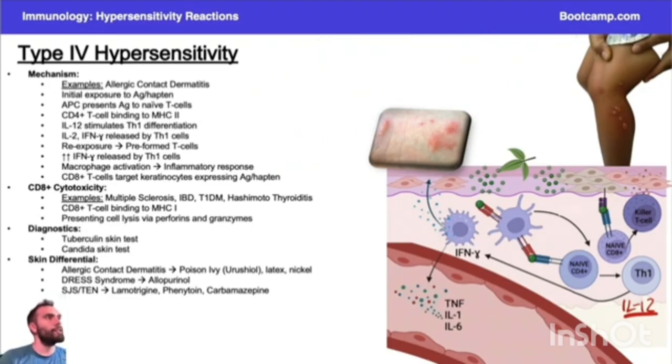Okay, just to clean things up a little bit, let's go through an example of this. So allergic contact dermatitis is kind of the poster child for this. And when we're talking about this, there are a few different causes, right? Poison ivy's one, latex, nickel. Let's just go with poison ivy here and we can go through a demonstration.